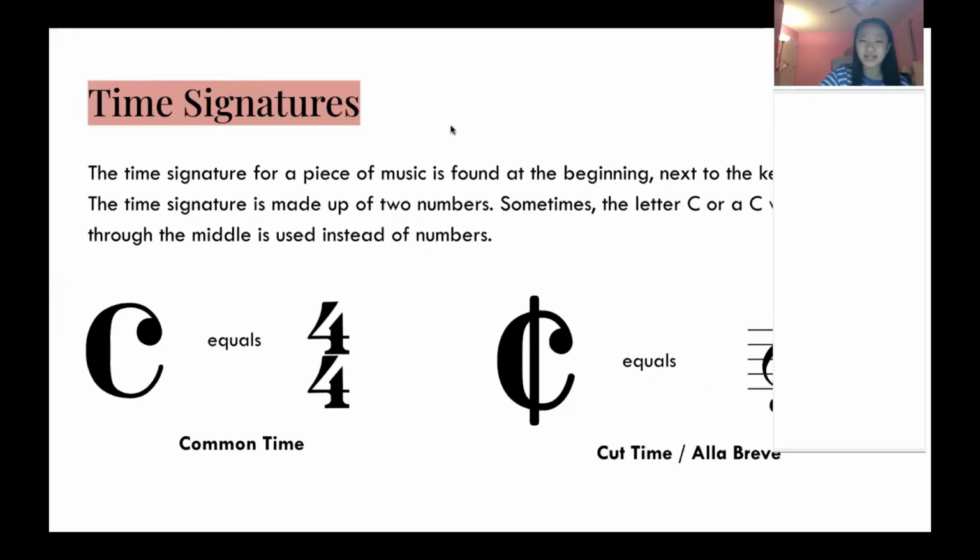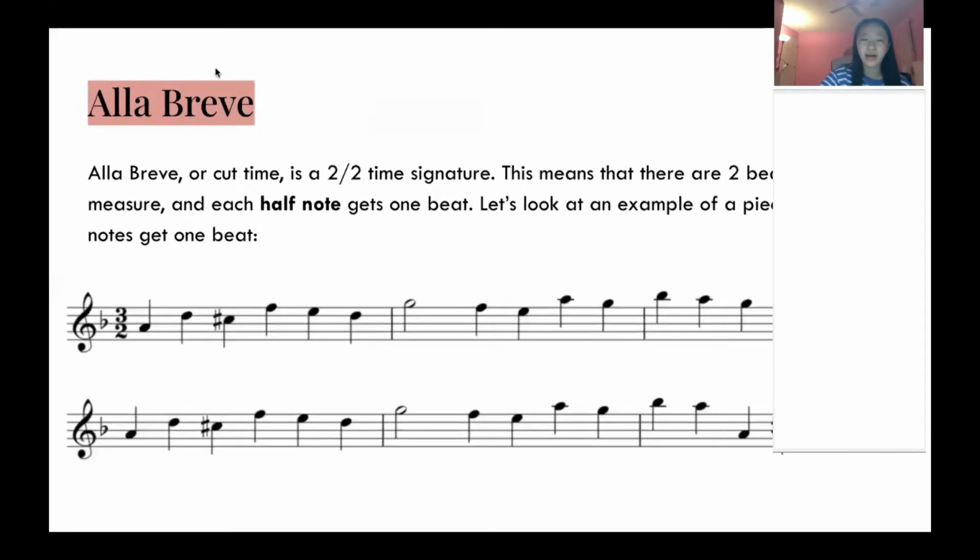So I think on the next slide, we'll see what 2/2 means. Alla breve or cut time is a 2/2 time signature. And that means that there are 2 beats per measure and each half note gets 1 beat. So remember the pattern I told you on the first slide? The top number is 2, so each measure still gets 2 beats. But since the bottom number is a 2, that means that instead of a quarter note or an 8th note getting 1 beat, a half note gets 1 beat.